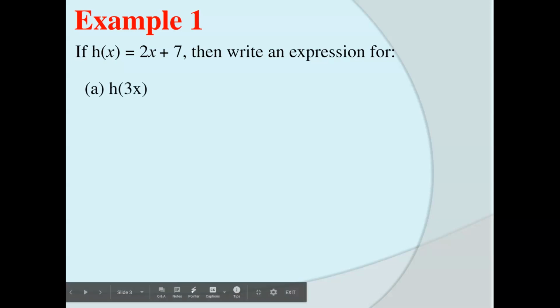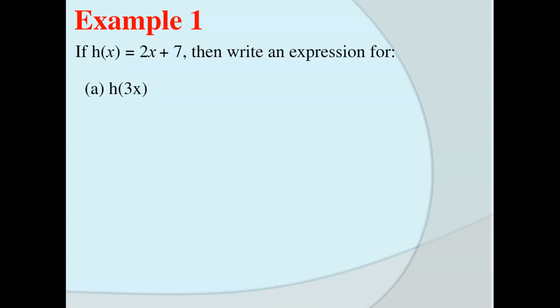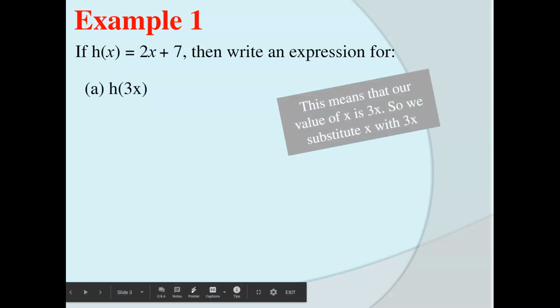So what you're going to do is take 3x and plug it in. So 3x is a function. So we're going to plug that function into another function. So you're going to plug 3x in everywhere you have an x. So you get 2 times 3x plus 7, which becomes 6x plus 7.